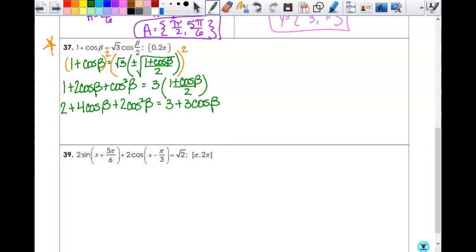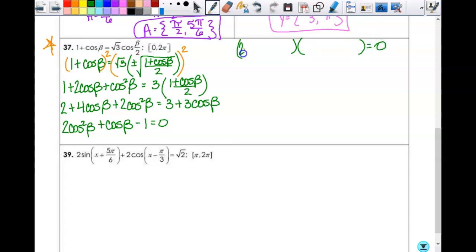So I have a quadratic. I'm going to move everything over to the left. So I get 2 cosine squared beta, I subtract the 3, so then I get plus cosine beta minus 1 equals 0. So then I need to factor.